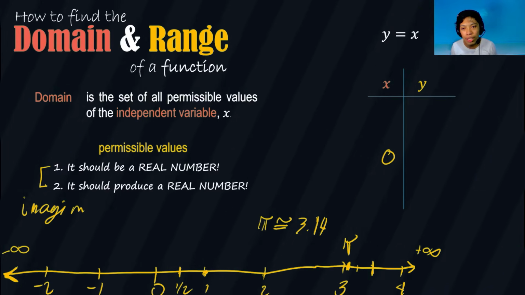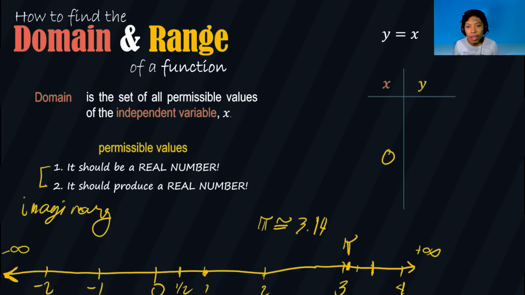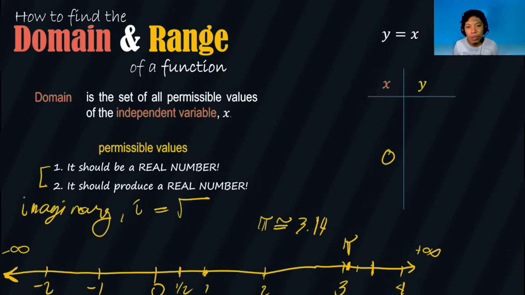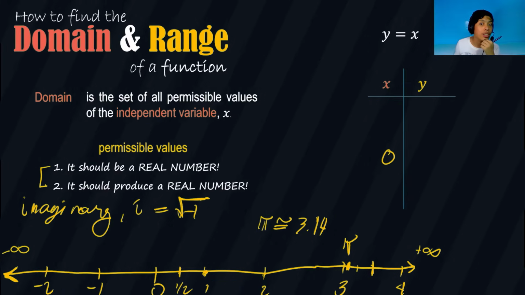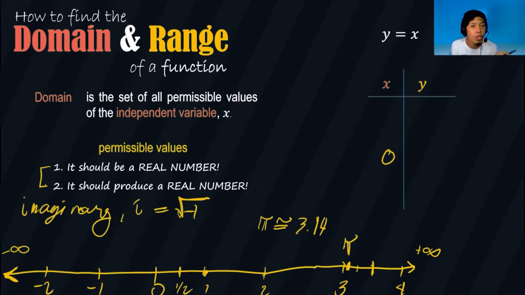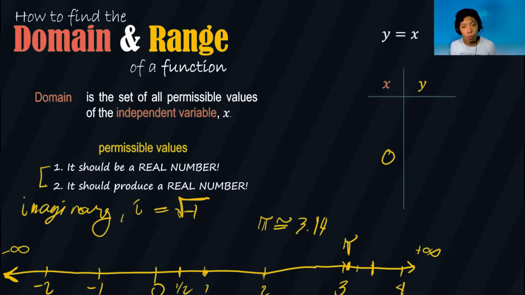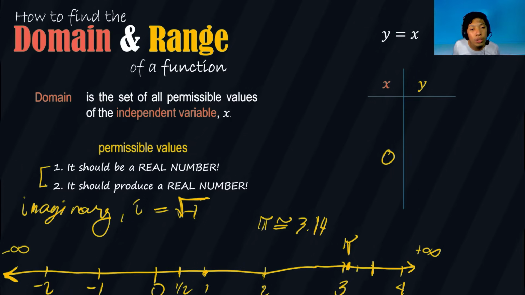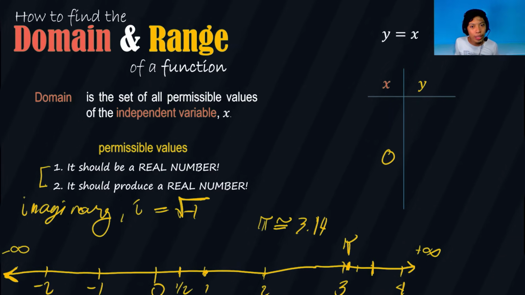So, these are not real numbers. That's why it's called imaginary number. Imaginary number is represented by i. This is equal to the square root of -1. The square root of -1 is not a real number. So any number that contains an imaginary number is not a real number. That's the definition of a real number. So to answer the question, is 0 a real number? Yes, it's a real number.